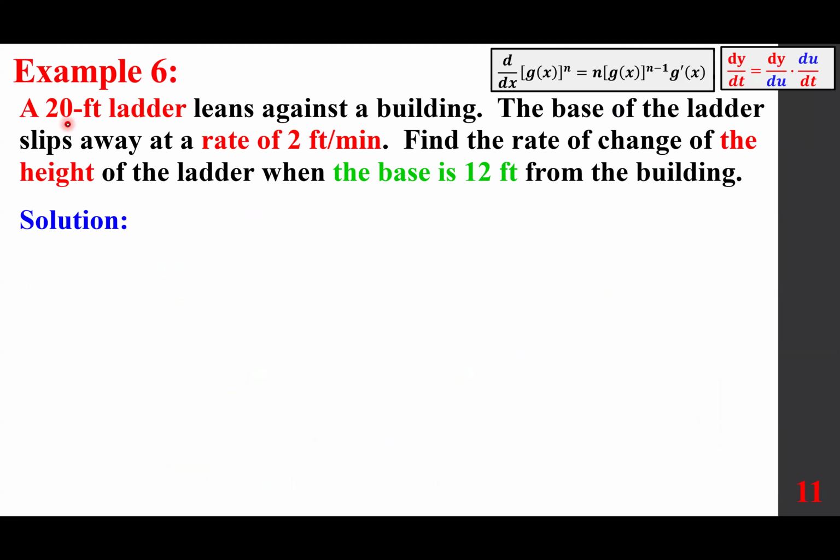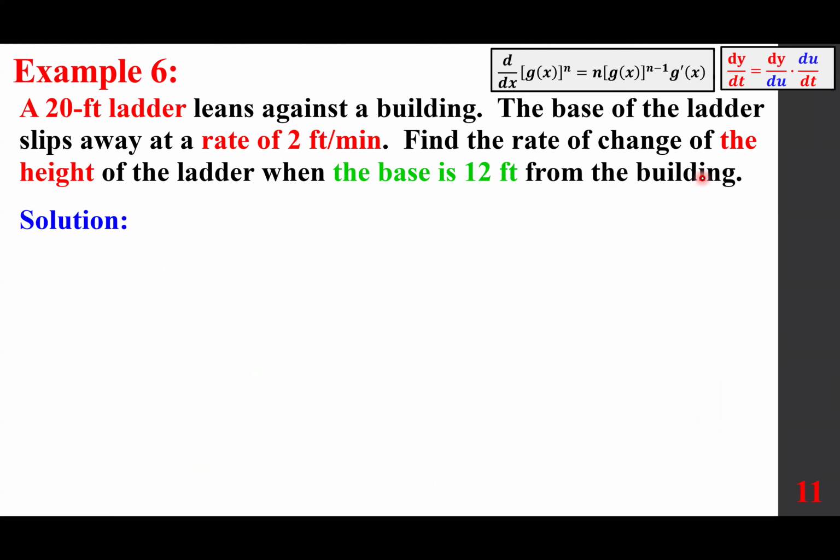A 20-foot ladder leans against a building. The base of the ladder slips away at a rate of 2 feet per minute. Find the rate of change of the height of the ladder when the base is 12 feet from the building.